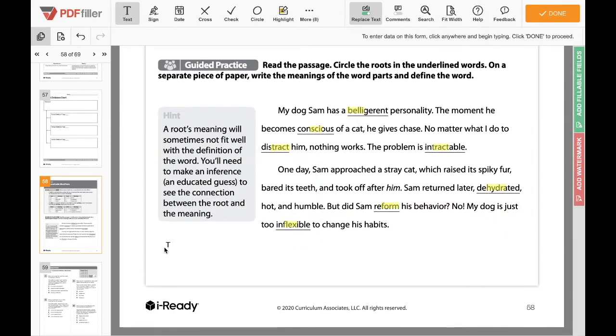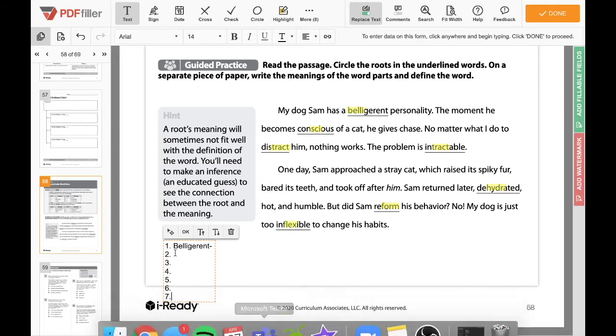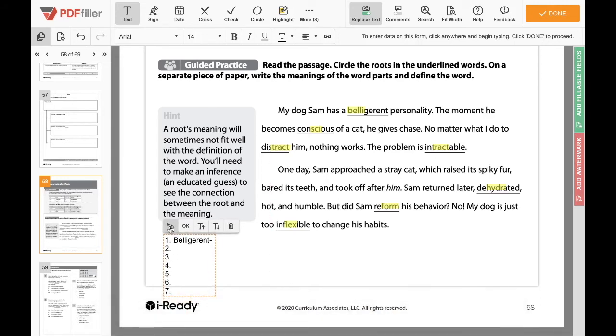Now, it says to do it on a separate sheet of paper. We can do it on a separate sheet or at the bottom, whatever works best for you. What we're starting with is the word belligerent. What we need to do is write the meanings of the word parts and define the word. I'm just going to go ahead and write the meanings of the word parts, for the sake of space. But we will go through the meanings of each word part together, and if you want to write them down to help you, that is totally okay with me.